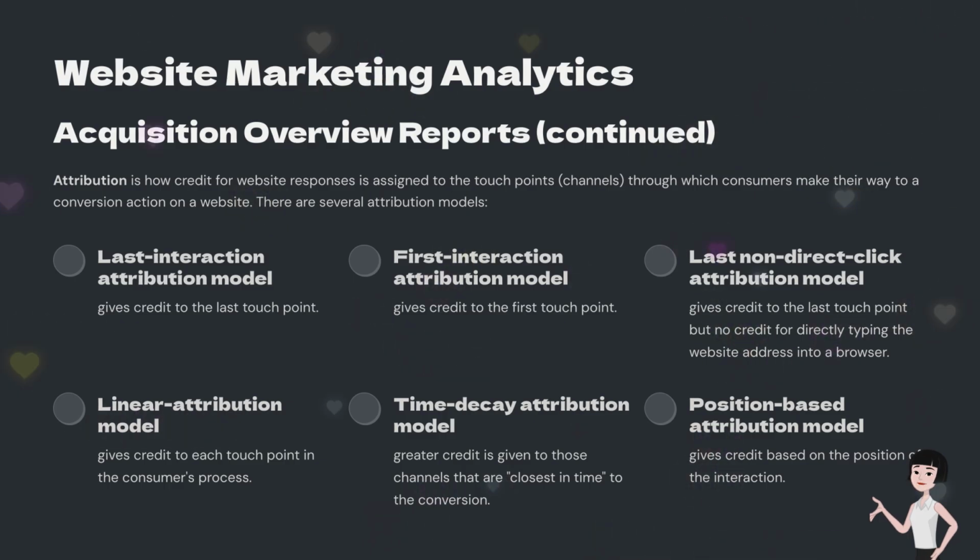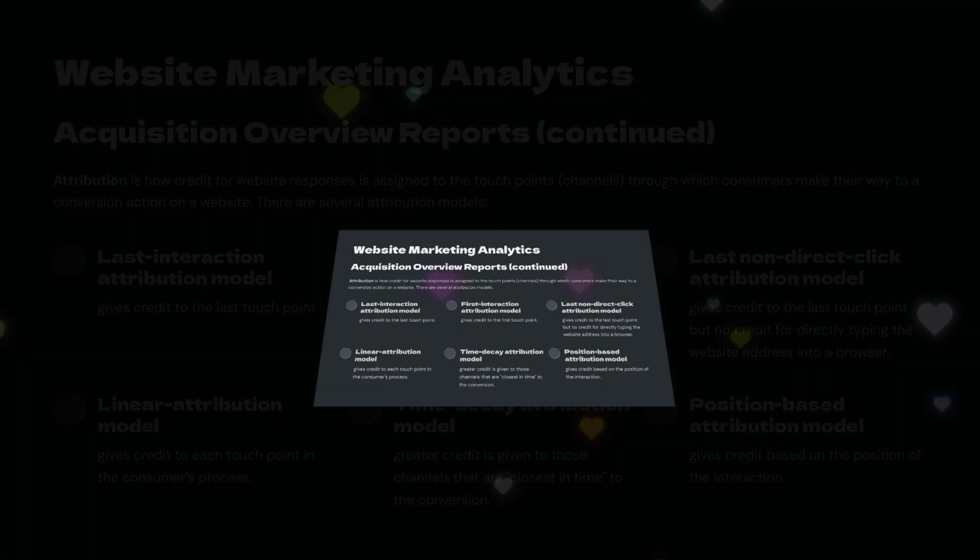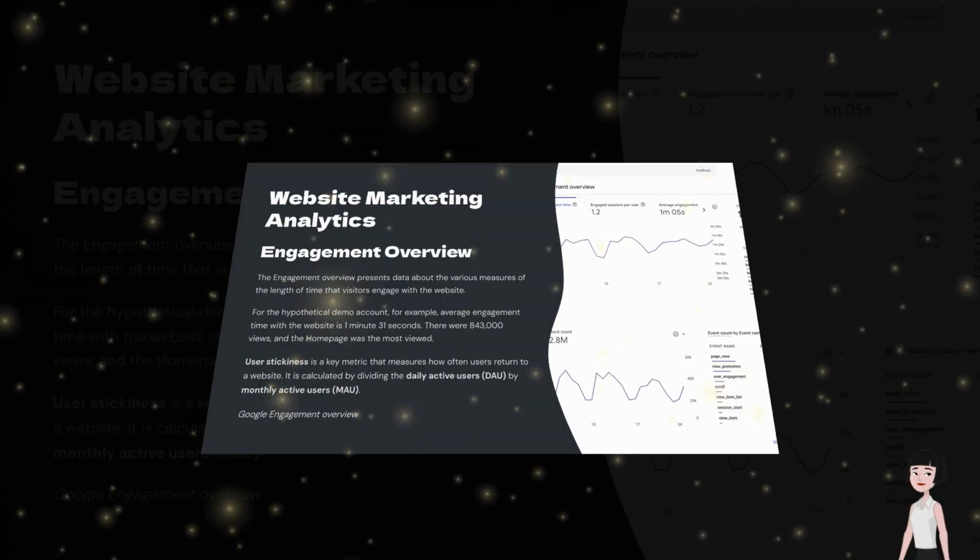Meanwhile, the linear model gives equal credit to all steps, and the time decay model favors touchpoints closest to conversion. Finally, the position-based model gives weighted credit to the first and last interactions. Choosing the right model helps marketers better understand the customer journey and optimize campaigns accordingly.